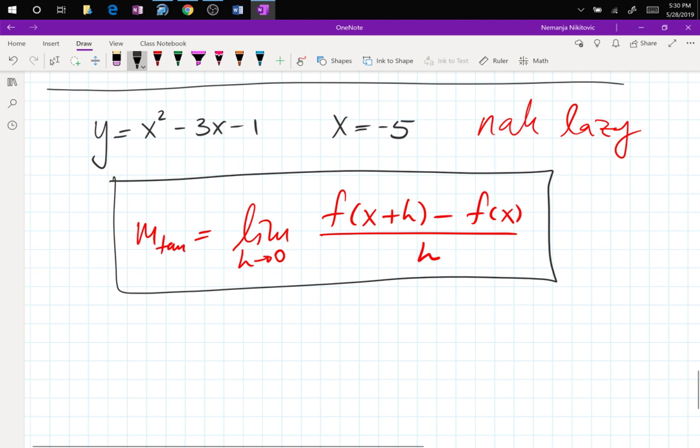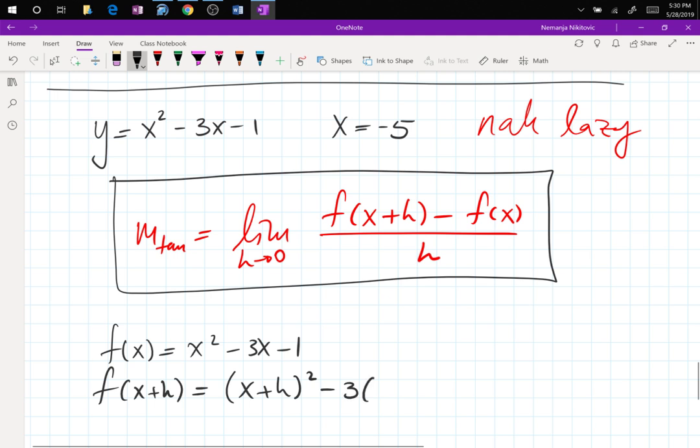So now I'm going to calculate for all values of x rather than just one individual and then have to change them, right? So restart. So f of x is given as x squared minus 3x minus 1. That's good for our formula. We already have that. I need f of x plus h. So that's going to be x plus h squared minus 3 times x plus h minus 1.